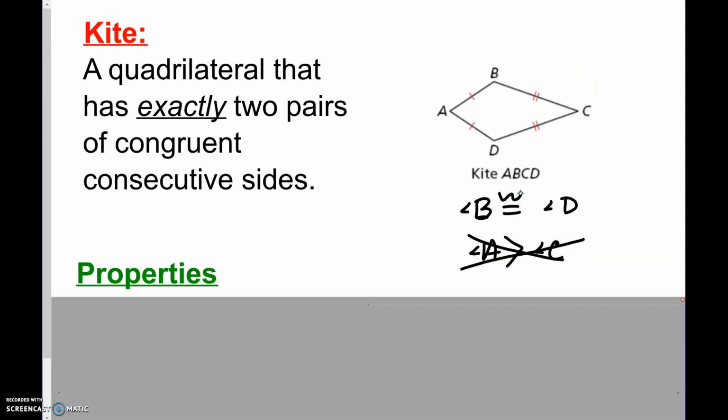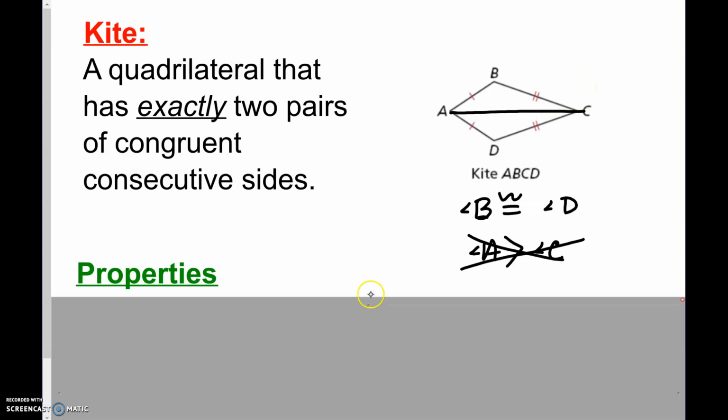So what happens is one pair of opposite angles in a kite are going to be congruent. The pair that's congruent is B and D. For the other pair, A and C, this diagonal will bisect angle A and bisect angle C. So one pair of opposite angles are going to be congruent, and the diagonal is going to bisect the opposite pair. They don't often tell you that, but it is definitely something that always happens.